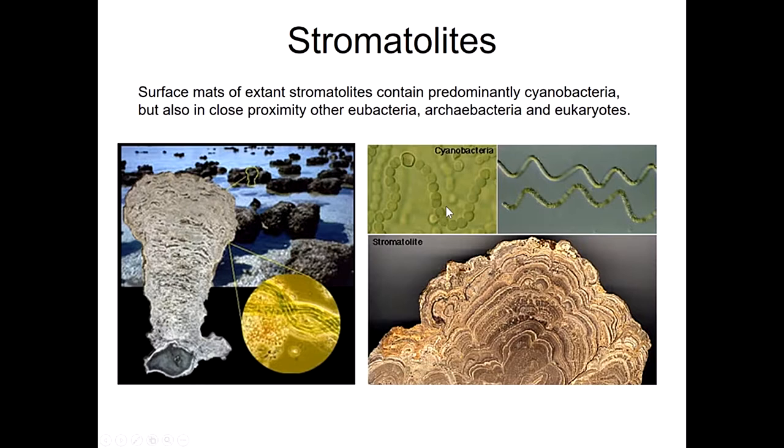Okay. And significantly, in this mat of the cyanobacteria, there are also other microorganisms, such as eubacteria, as well as the cyanobacteria and eukaryotes. So this close relationship of these primitive microorganisms is very significant, because through this close relationship, at some point two different types of microorganisms formed this endosymbiotic relationship to form eukaryotic cells.